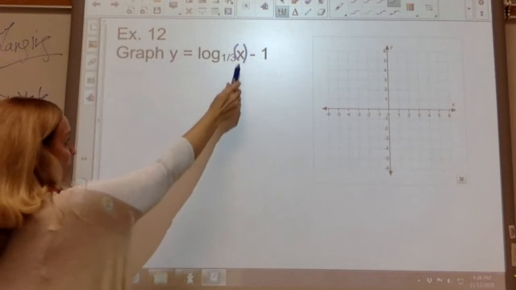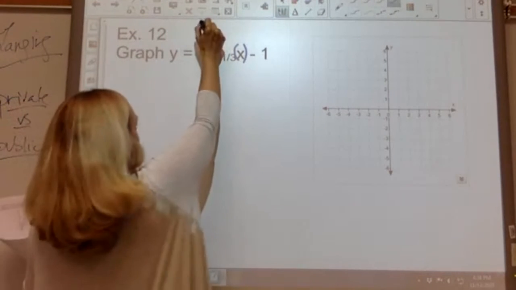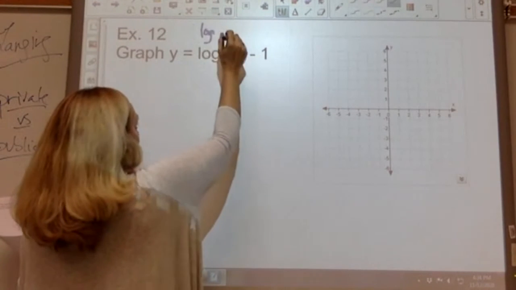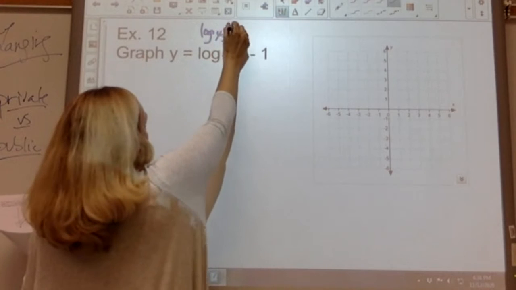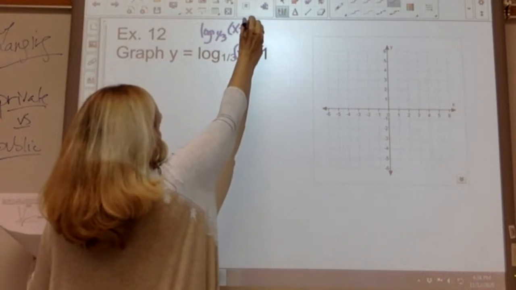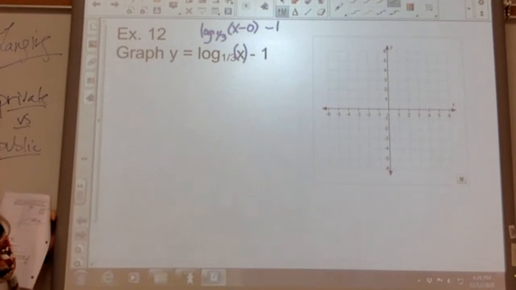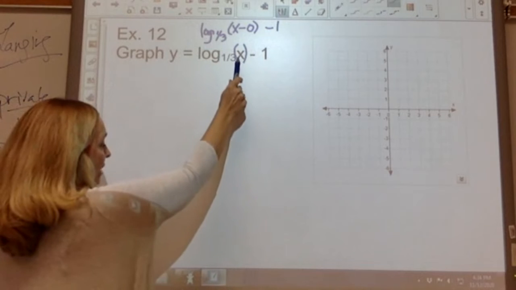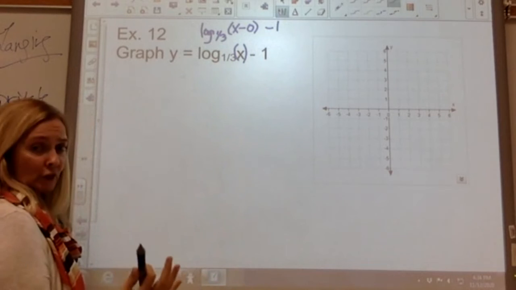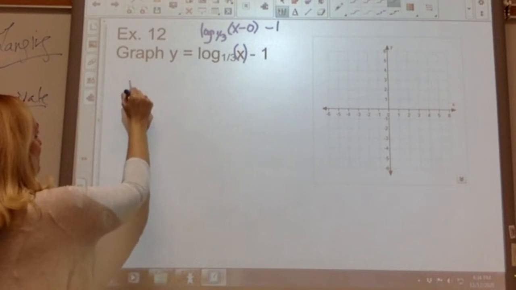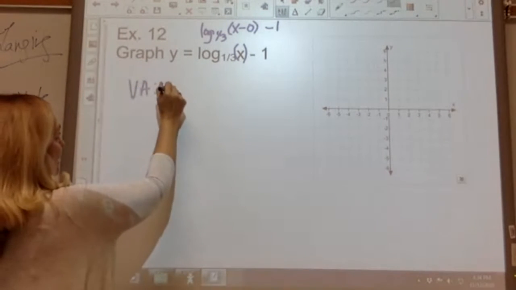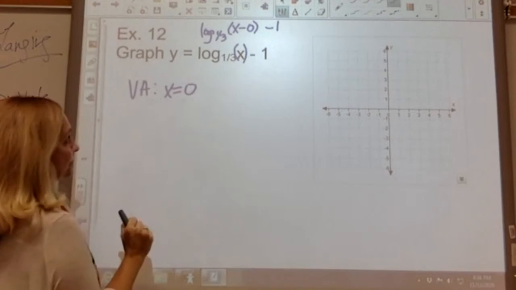Now, so my asymptote, I don't have anything here. This is the same thing as having log base 1/3 of x minus 0, and then having minus 1. Or I could put plus 0, whatever, wouldn't matter. So there's nothing being added or subtracted to x. Therefore, the vertical asymptote is x equals 0.